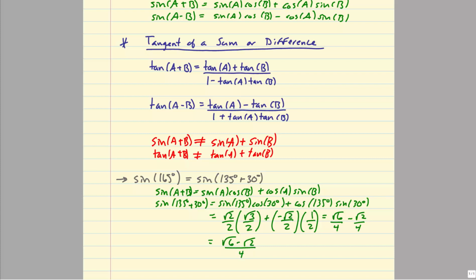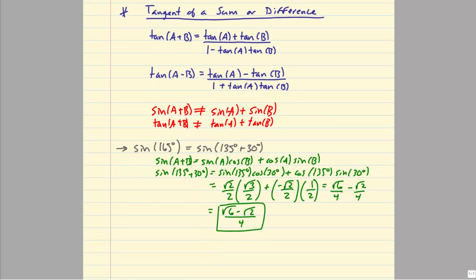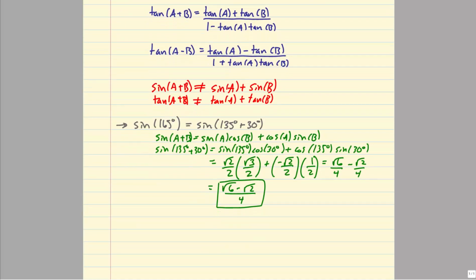Now one thing I can't do is take root 6 minus root 2 and combine them anyway. So this is its simplified form. So again, the trouble with these sometimes is coming up with the right combination of standard angles that we already know about that allows us to calculate something like the sine of 165, something similar to that.